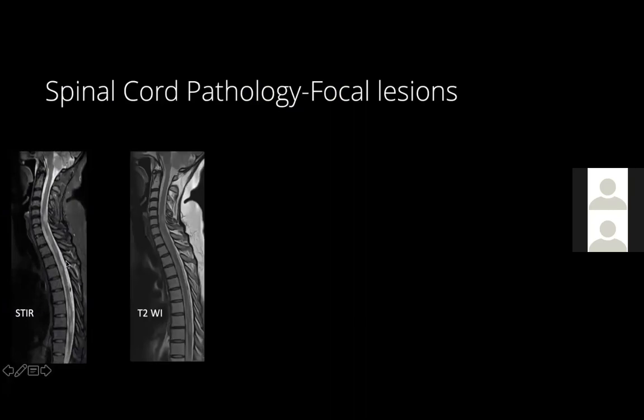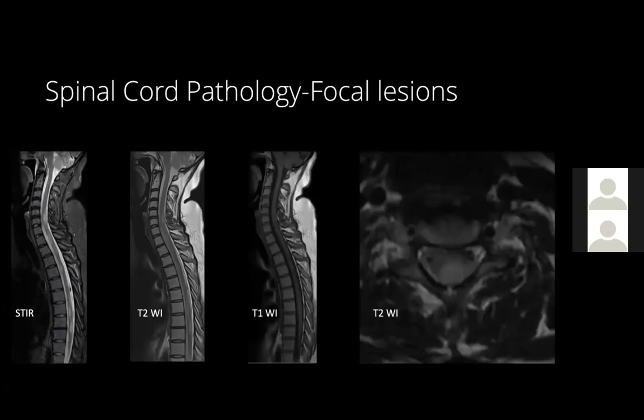Because in STIR images there is suppression of fat, the conspicuity of the spinal cord is better, so these lesions can be easily picked up. But these lesions can also be seen on T2 weighted images. Ideally, you should see these lesions on both axial and sagittal planes. On axial planes, these lesions are eccentrically located in the spinal cord, and they can involve both white matter and gray matter.